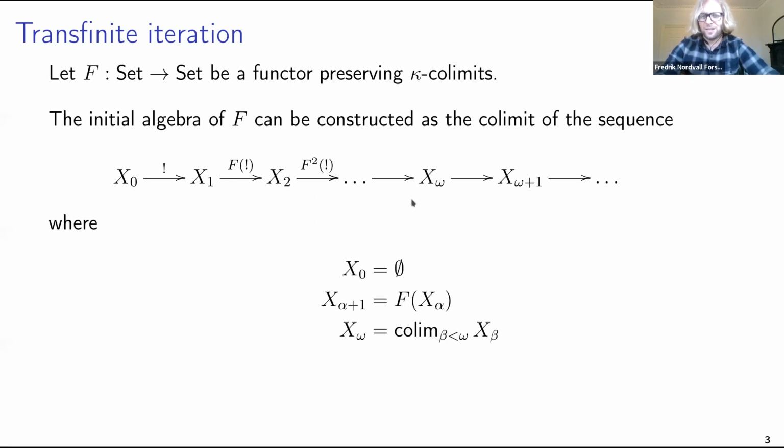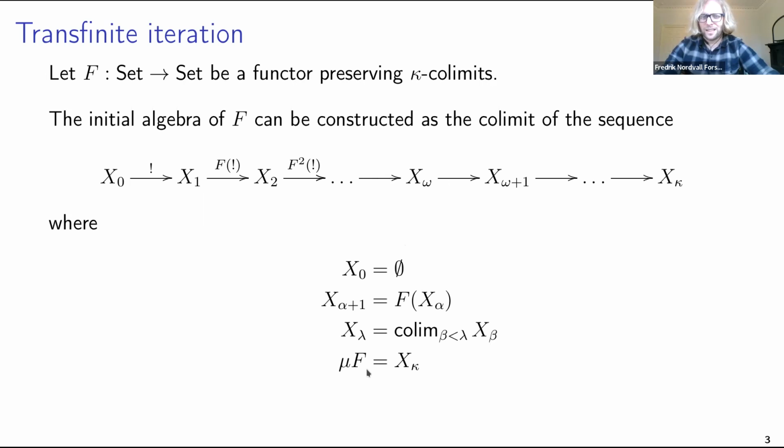So this way we can go past omega, and whenever we reach a limit stage, again, it didn't matter that this was omega as such. We could do this for any limit stage. We can just take the co-limit of all the previous stages, and that gives us a new object, and then again we can keep going. And eventually, if we do this kappa many times, then we're going to find the initial algebra again. So here we could use the ordinals to actually construct the initial algebra of the functor f.